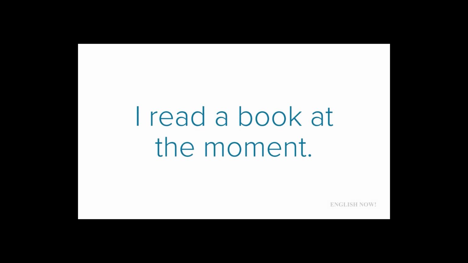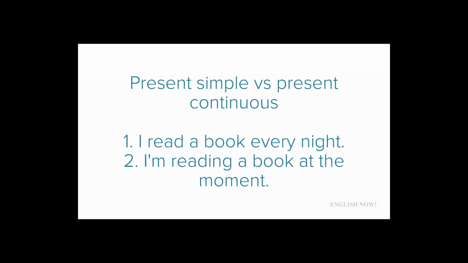The next example, I read a book at the moment. What do you think could be the problem here? So the mistake here was a mix-up between present simple and present continuous. Here we have two examples to clarify. The first one, I read a book every night, so that's present simple, thinking about a repeated action. And then the second one, I'm reading a book at the moment, which is the correct version of the mistake we just looked at. So we're talking about at the moment, now, just now, things like that.